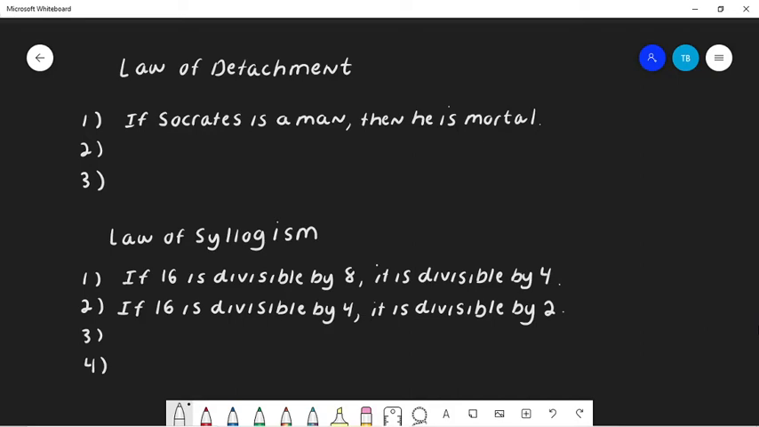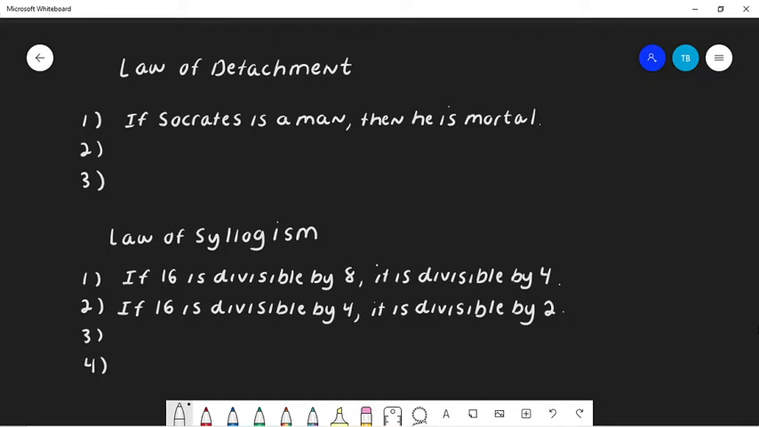Today we are going to take a look at the Law of Detachment and the Law of Syllogism. Now these two laws are very similar, but the main difference is that detachment has only one conditional, while the syllogism has two. And with that said, let's take a look at an example for each one.